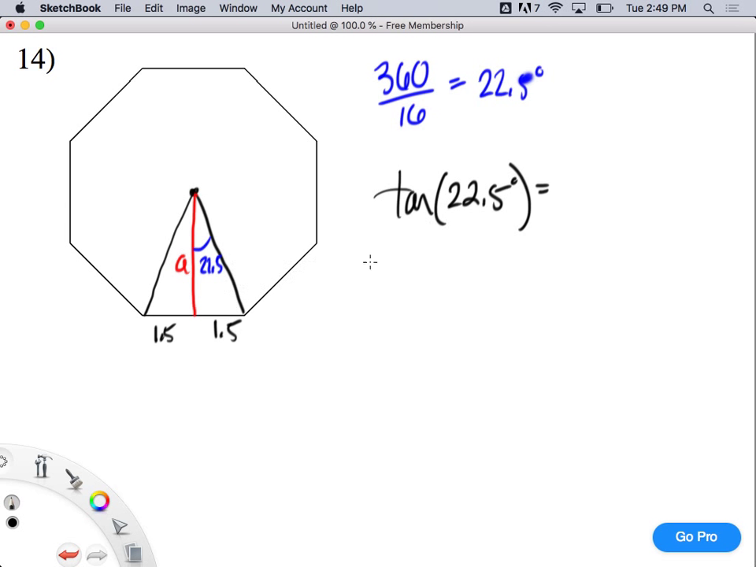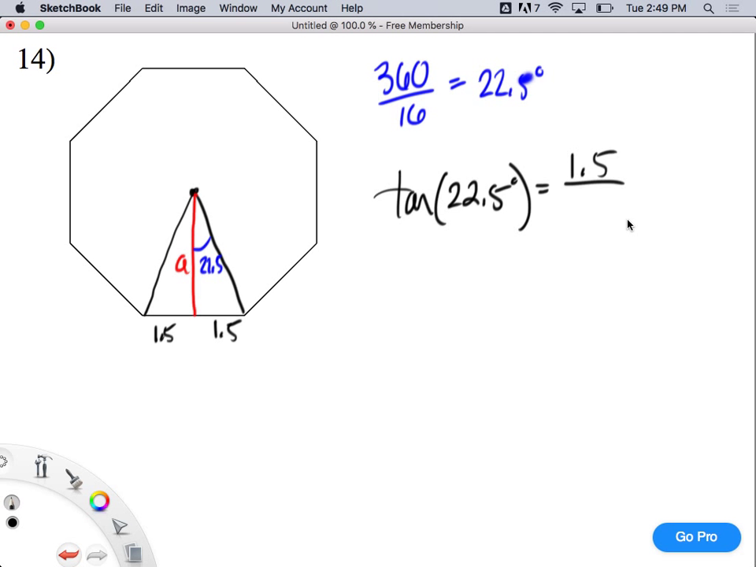Tangent of 22.5 equals what? What's the opposite side? Opposite over adjacent. Follow me. Tangent of 22.5 is opposite over adjacent, right? Which is the opposite side? It's 1.5. Which is the adjacent side? The apothem.